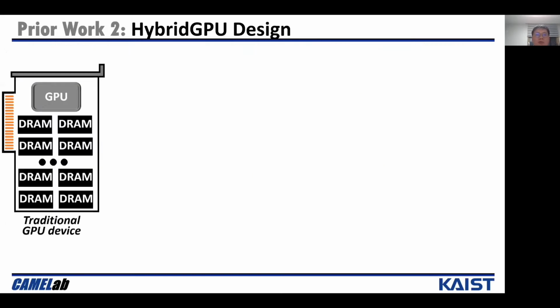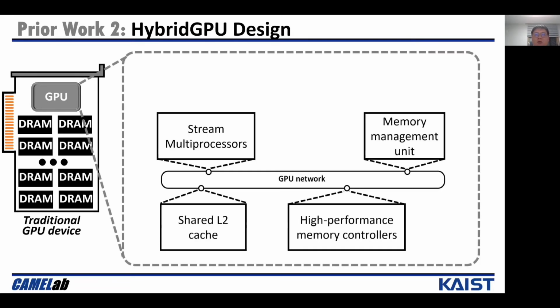To better understand the performance disparity, I will firstly show the internals of traditional GPU design. A traditional GPU consists of a group of computing units called streaming multiprocessors, also known as GPU-SMs. It also employs a memory management unit and a couple of L2 cache and DRAM controllers. The GPU-SM, MMU, L2 cache, and the DRAM controllers are connected through the interconnect network.